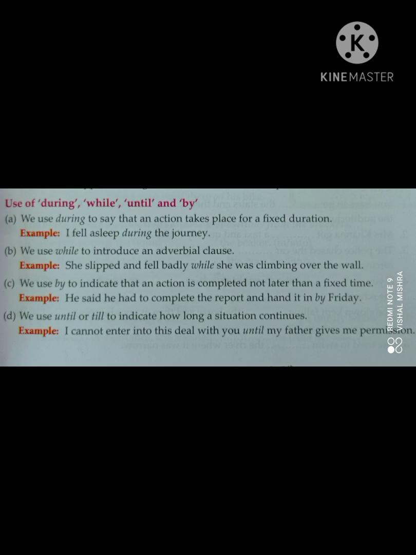We use until or till to indicate how long a situation continues. For example, I cannot enter into this deal with you until my father gives me permission. There, until means till; he will not get permission from his father, so he will not allow this.